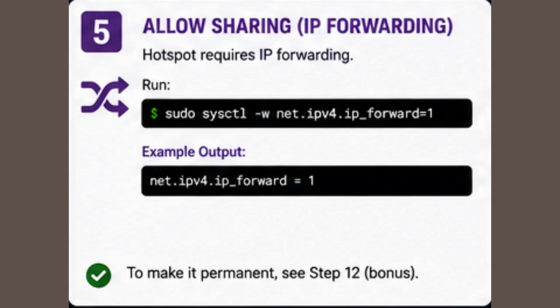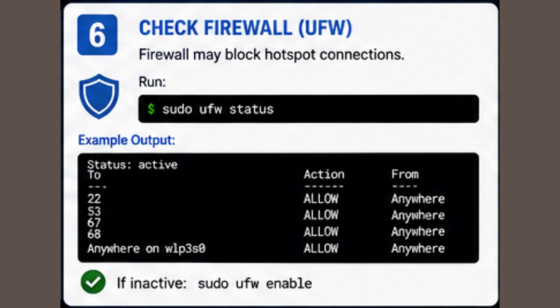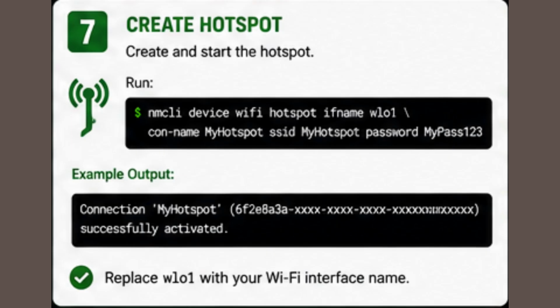After that, you can simply allow sharing, type this command and then type your IP forwarding number, and then you can simply get it. After, you can simply check your firewall. You can simply type this command and you can simply check your firewall, and then you can simply create your hotspot by simply typing this command.